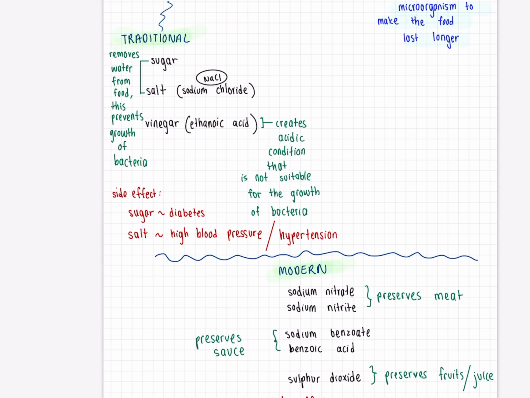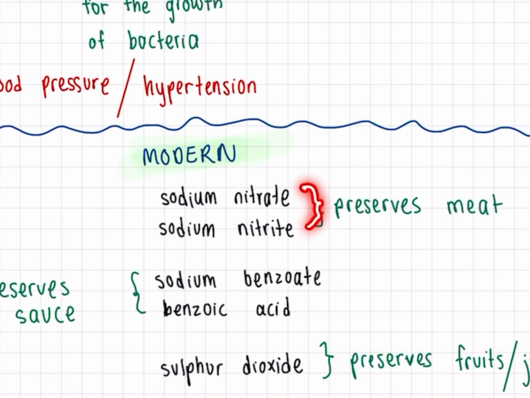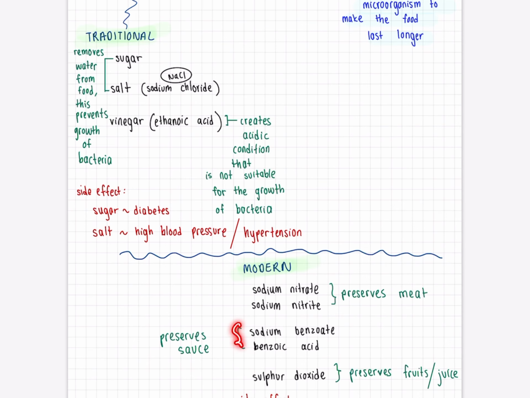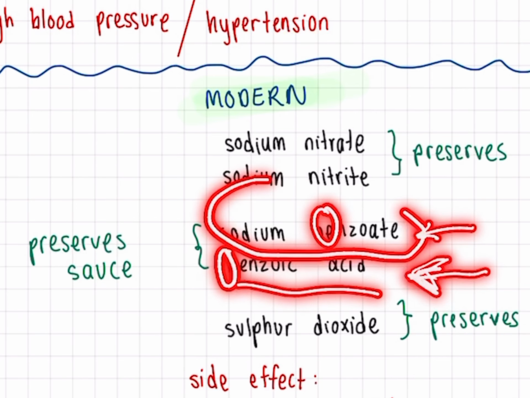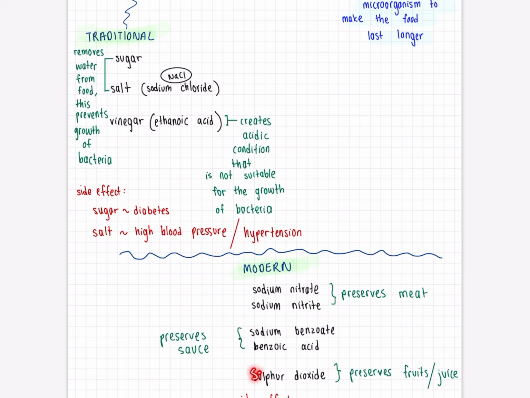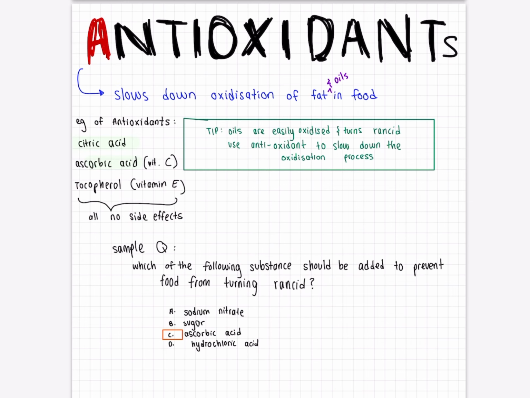Now, for modern preservatives, we have ingredients like sodium nitrate. Nitrate, I don't know how to pronounce it, please ignore. But the function is to preserve meat. Something that preserves the sauce. The way I memorize this is the B's. Benzoic acid, sodium benzoate. So next is sulfur dioxide. Sulfur dioxide helps preserve fruit or juice. But the side effects are, for sodium nitrate it causes cancer, but for sulfur dioxide it causes allergies.